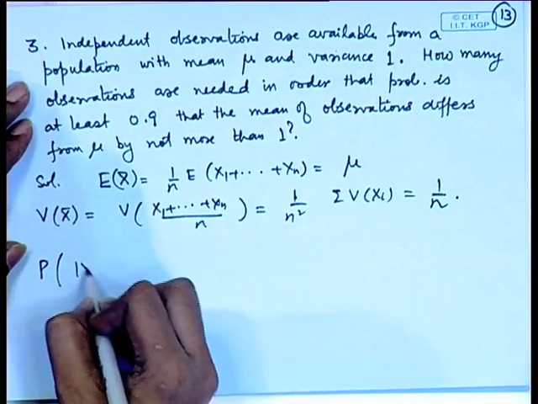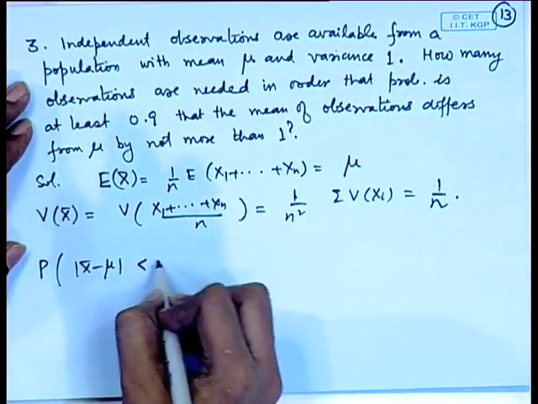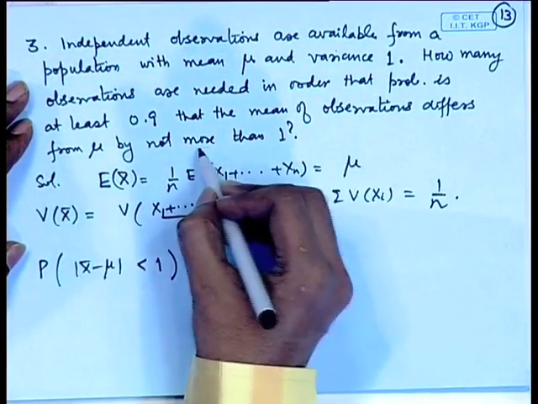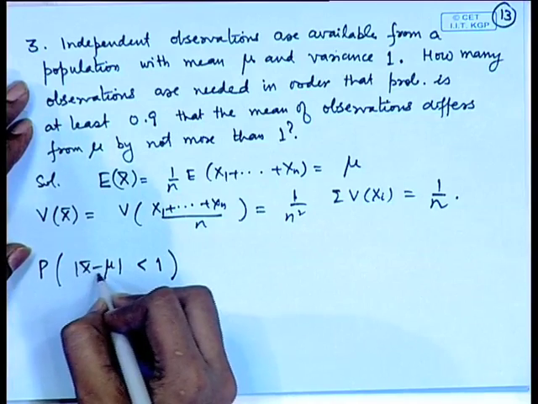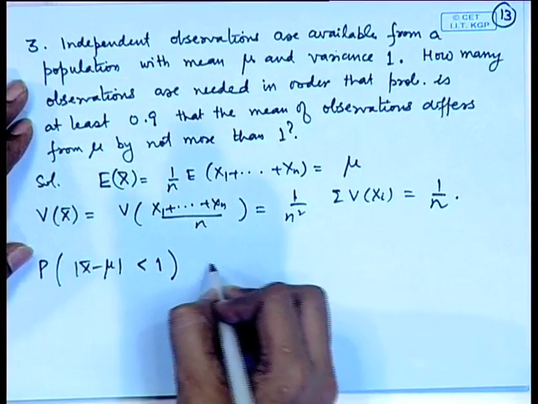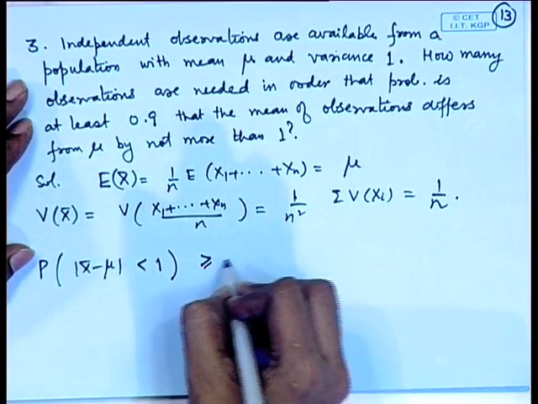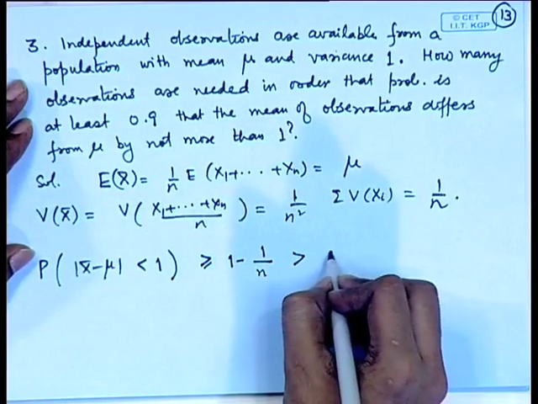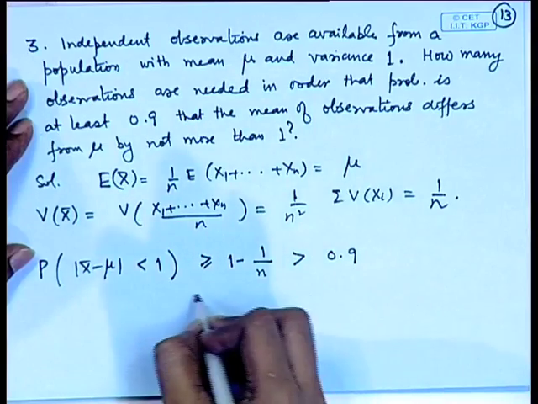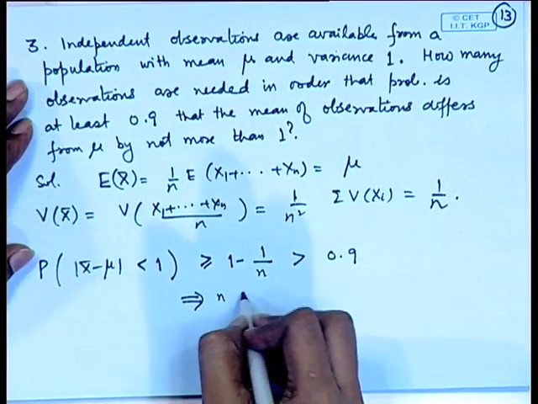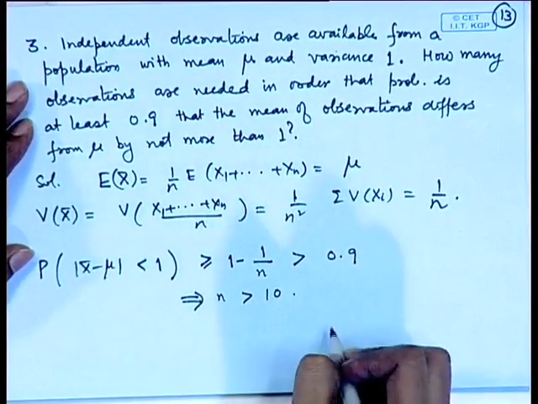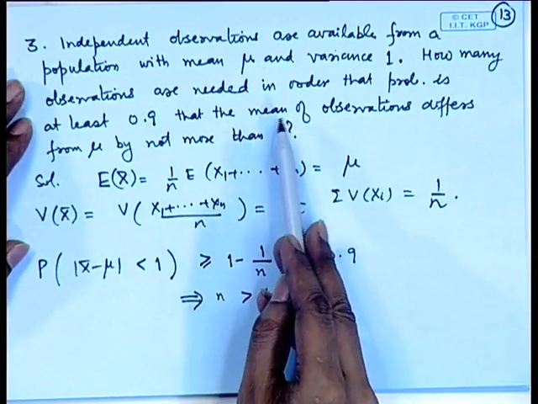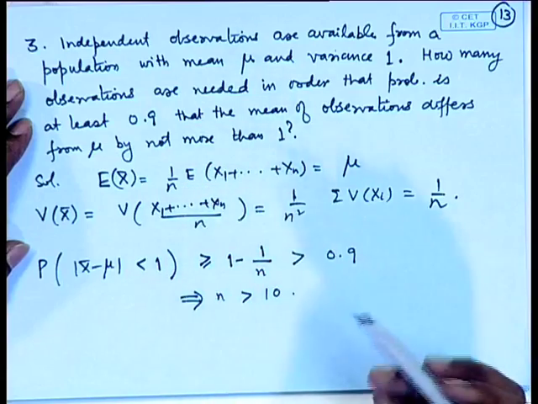So, we want the probability of modulus x bar minus mu less than 1, that is, the mean of the observations differs from mu by not more than 1. By Chebyshev's inequality, it is greater than or equal to 1 minus 1 by n. Now, we want it to be at least 0.9. So, this means n should be greater than or equal to 10. So, we need at least 10 observations so that the probability that the mean of the observations differs from mu by not more than 1 is at least 0.9.